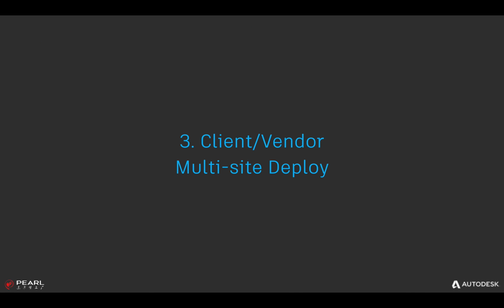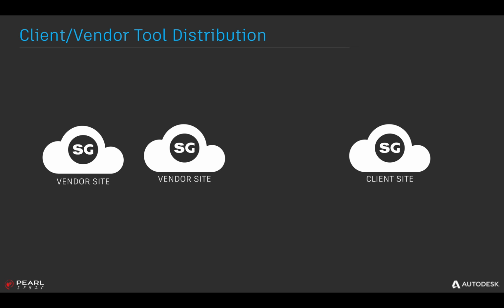So the third pattern coordinates tool chains across different companies and can, for example, be used to distribute tools for ingest and delivery workflows. 2 VFX Studio vendors are working on content for a client. They all have separate Shotgun sites. The client wants to send out and expects to receive content from studios in a certain format. One way to achieve this is to provide the vendors with delivery tools that help ensure that the data that's sent back has the right file naming, burn-in, slates, color space, etc.